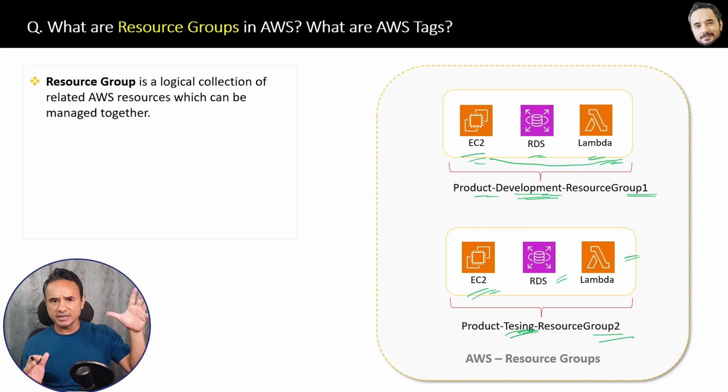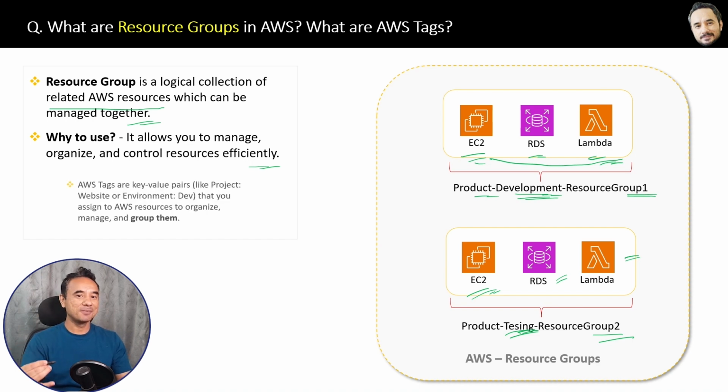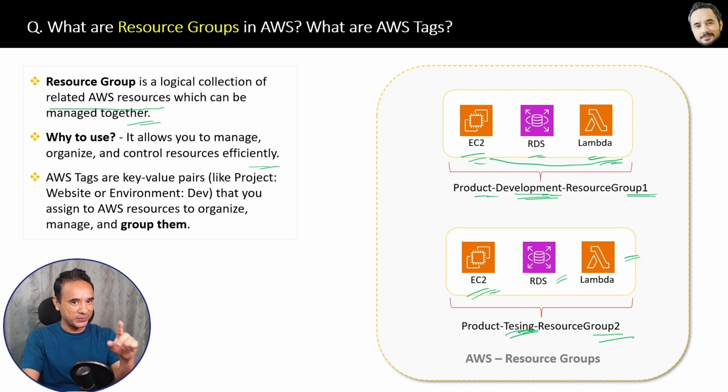And here is the simple definition. A resource group is a logical collection of related AWS services resources which can be managed together. Why to use them? It allows you to manage, organize, and control resources efficiently. Okay. Now, how to create resource group? That is with the help of the AWS tags in AWS. What are AWS tags?